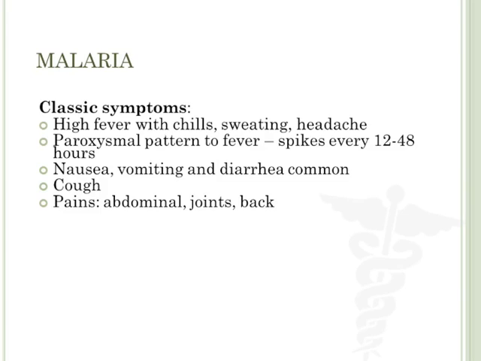Its classic symptoms, of course, are high fever with chills, sweating, and headache. Paroxysmal fever spikes every 12 to 48 hours. This is what the books say, and this is what everybody talks about. But boy, the kids I've seen, I don't see any 12 to 48-hour spikes. They get high fevers that come and go any way they seem to like, and they'll come in often with extremely high fevers. Also common to have nausea, vomiting, diarrhea, cough, and sort of pains all over.